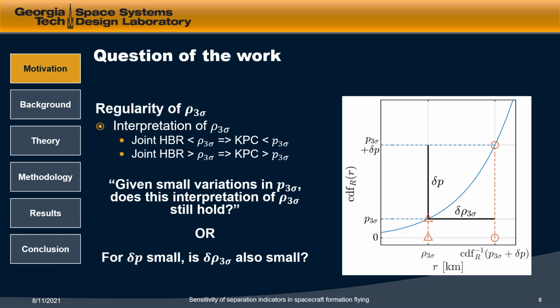Even though p 3 sigma is a constant, numerically there will be errors in checking whether the cumulative distribution function, or CDF, of the norm of the relative position evaluated at rho 3 sigma is equal to p 3 sigma. We can think of these probability differences as effectively changing the value of p 3 sigma that defines rho 3 sigma. Naturally, if the regularity property holds, then estimates of rho 3 sigma do have the same interpretation as the true values, to within some acceptable tolerance, and it can reasonably be expected that estimates of rho 3 sigma will converge to the true values in the limit. With that in mind, let's dive into the rest of the work.